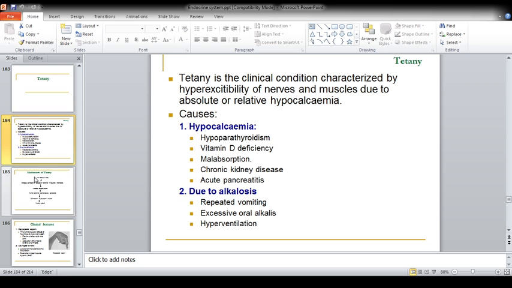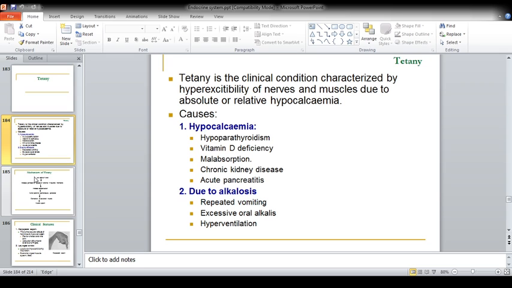decreased serum calcium level. So hypocalcemia, which can be due to hypoparathyroidism or vitamin D deficiency or malabsorption in the intestine or chronic kidney disease or acute pancreatitis, all of these causes would lead to hypocalcemia, that is decreased calcium level, which may lead to tetany.